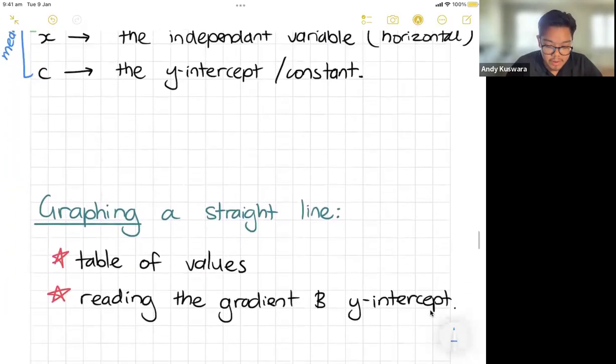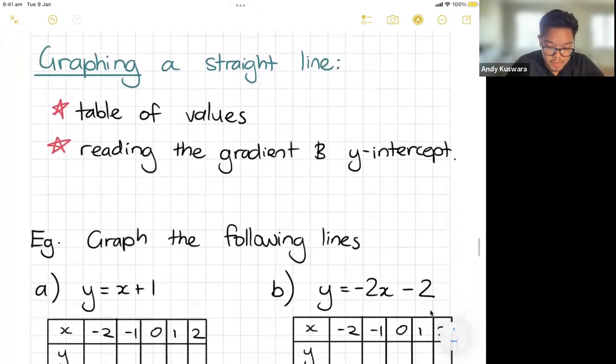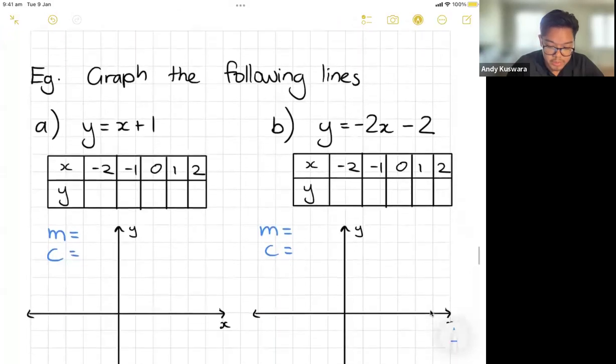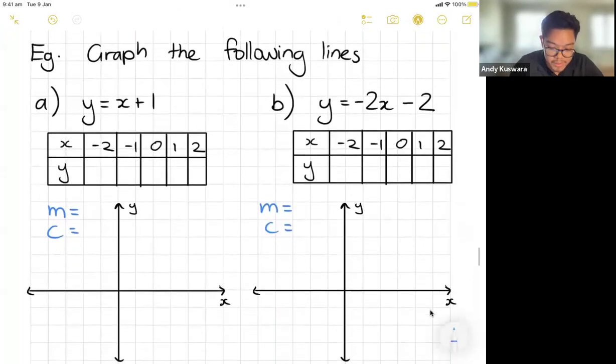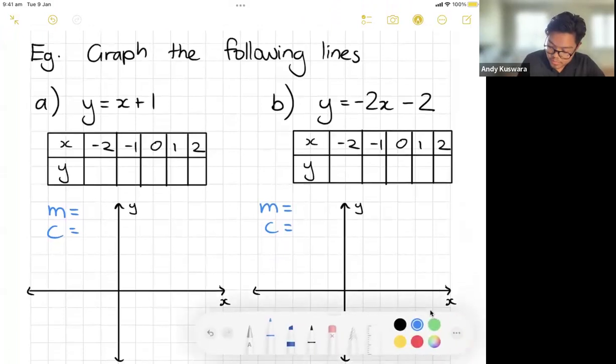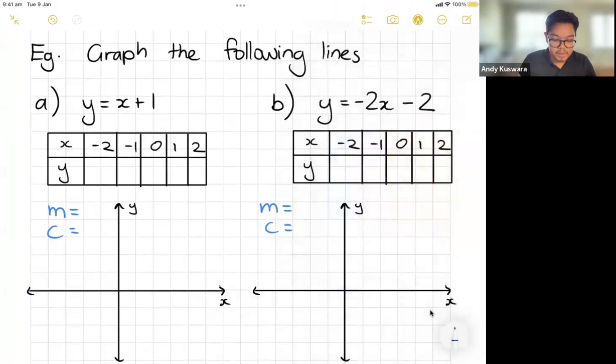A lot of the time they'll ask you to graph a straight line, and the way we're going to do this is by one of two methods. Method number one, we've done from the first lesson: a table of values. The second method is just using the gradient and the y-intercept, which you'll see what I mean. So let's go straight to it. Graph the following lines. For these two, I'm going to use a table of values first.